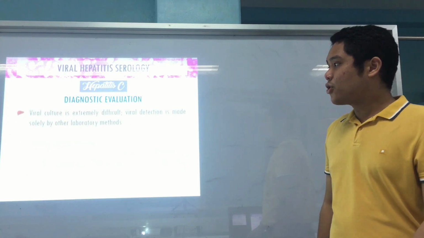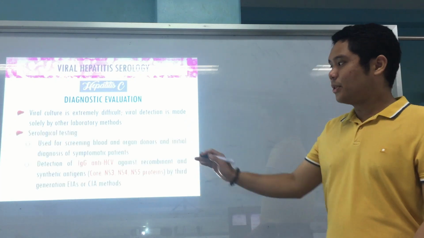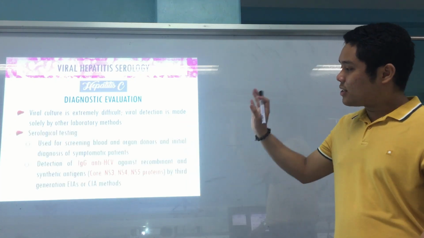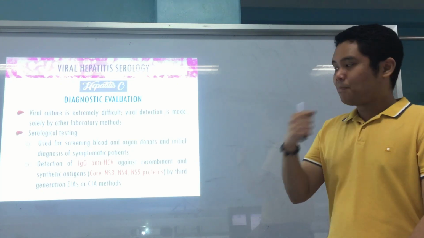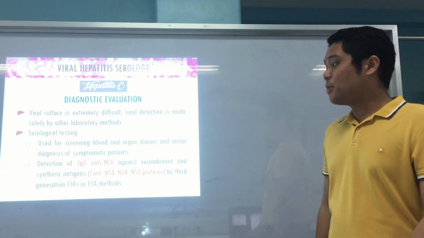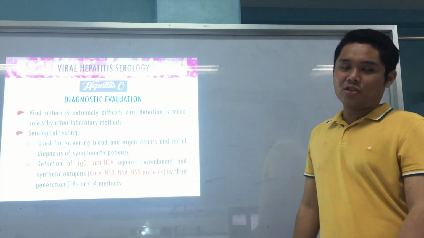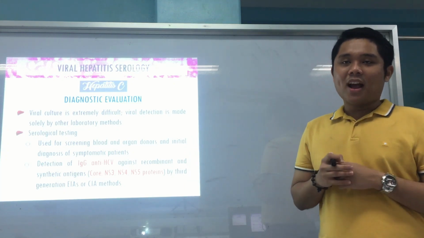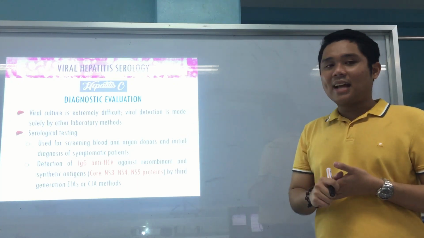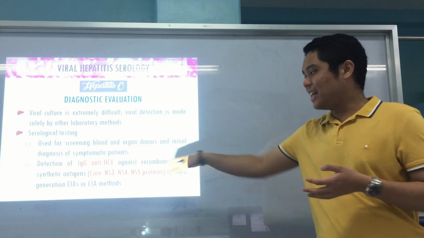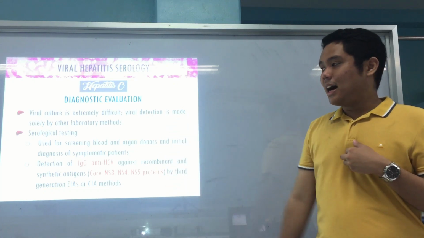Okay, now for diagnostic evaluation, viral culture is difficult. So viral detection is made through serological methods and other laboratory methods. So for serological testing, we screen blood and organ donors, diba? Because again, that's the main mode of transmission of the virus. And initial diagnosis of symptomatic patients. And also we detect antibodies against recombinant and synthetic antigens. So recombinant meaning i-change gamay ang mga genetic compositions sa mga antigens and then i-manufacture sa lab. Same as synthetic antigens. So these antigens are detected by third generation enzyme immunoassays or chemiluminescence immunoassays.